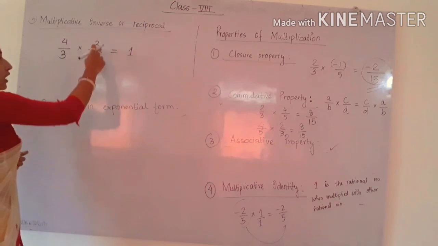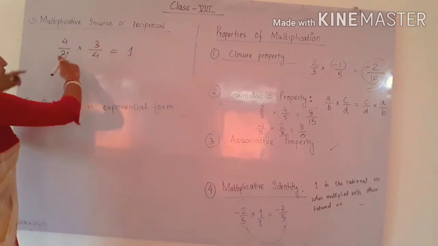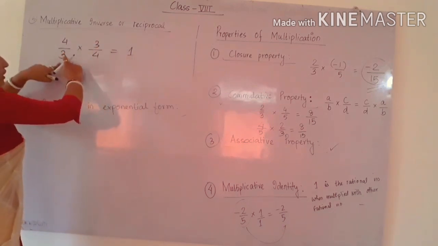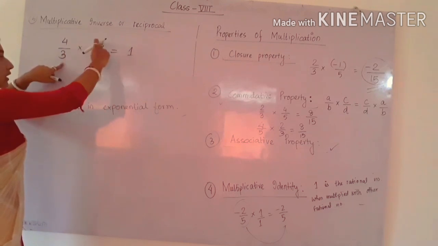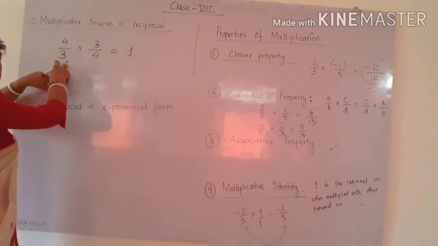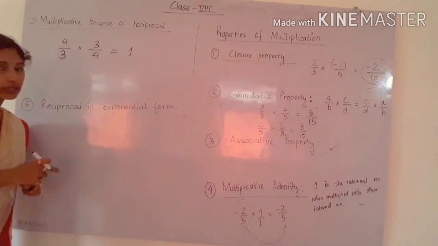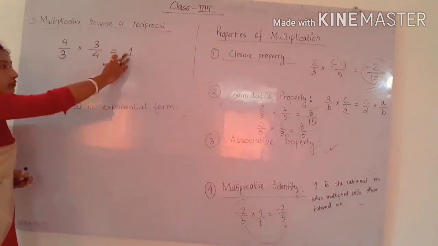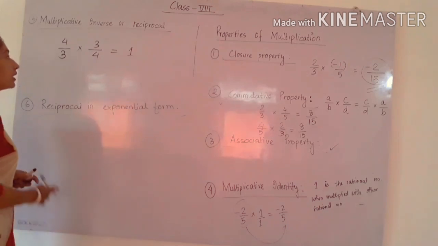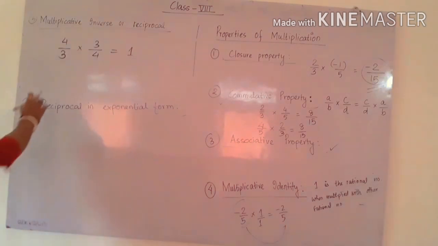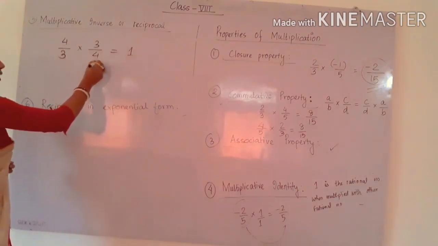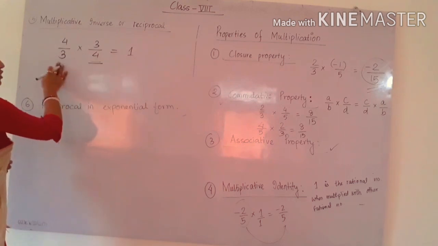So here, why am I writing 3 by 4? Because if 3 is written in the numerator, we can easily cancel it, and 4 is written in the denominator, so 4 will also get cancelled. So finally what will we get? The answer as 1. That means you can say 3 by 4 is the multiplicative inverse of what?